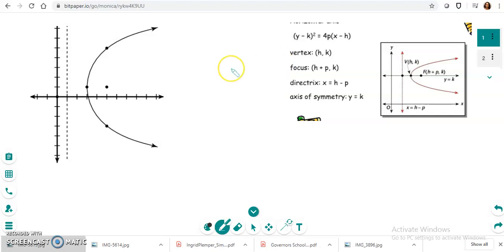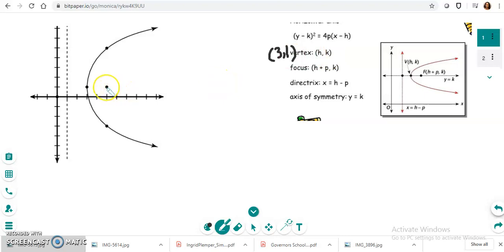The first thing that I always like to look at is the vertex. This is my vertex right here, and the vertex is at 1, 2, 3, 1. So my vertex is at (3, 1). That means that my h is 3 and my k is 1.